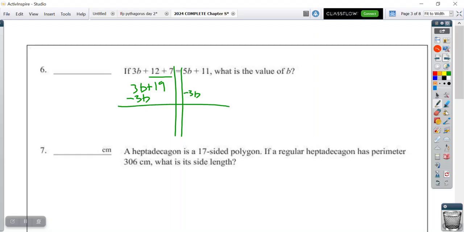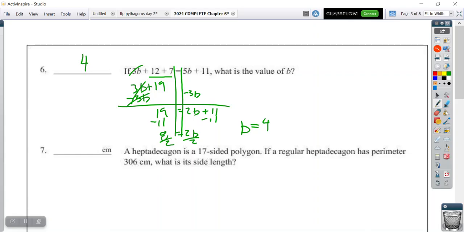So that's going to give me, these are going to cancel out. I'm going to get my 19 is equal to 2b plus 11, subtract 11, subtract 11. So I get 8 is equal to 2b divided by 2, and b is equal to 4. All right.